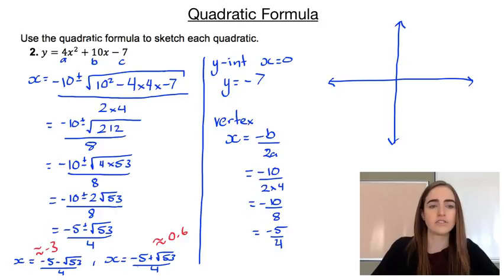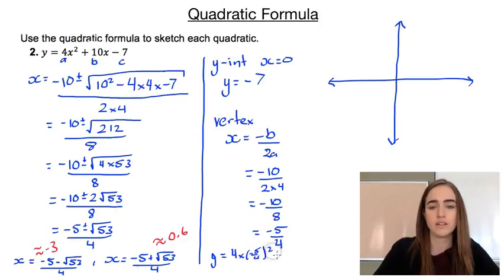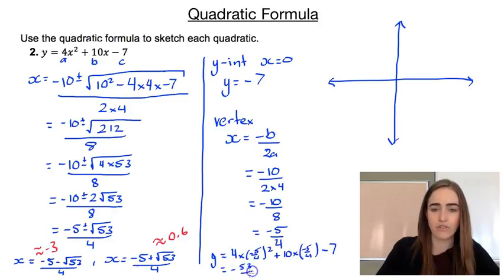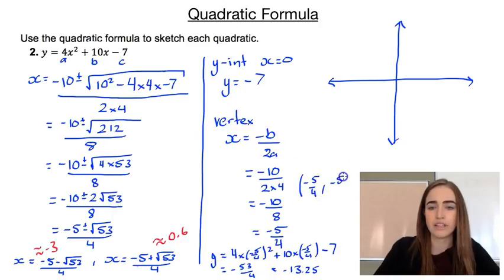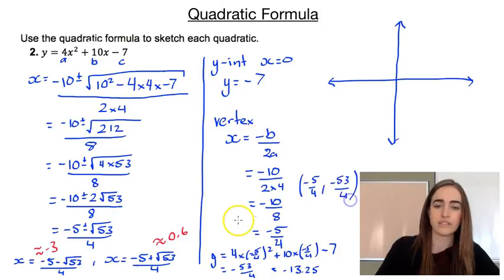Oh, hang on, sorry. I just realized I forgot to find the y-coordinate of our vertex. To find that, we're going to have to substitute this back into our equation. So we're going to have 4 times -5 over 4 squared plus 10 times -5 over 4 minus 7. And that would give us -53 over 4, which, if we wrote it as a decimal, is -13.25. So the coordinates of our vertex are -5 over 4, -53 over 4.